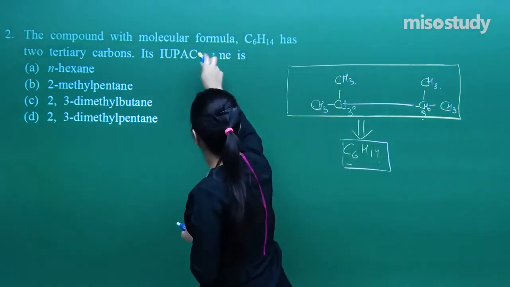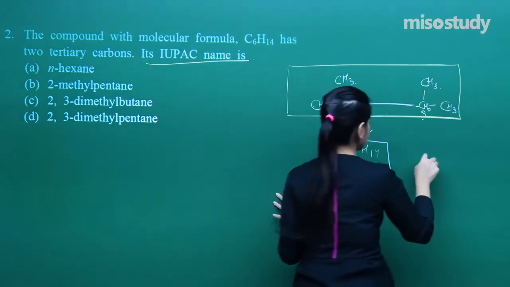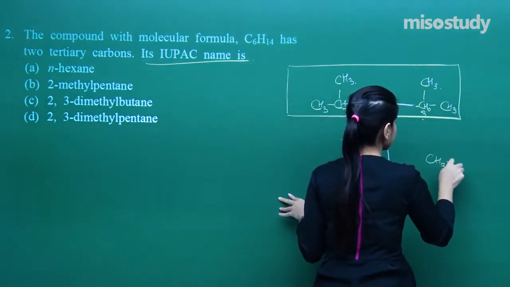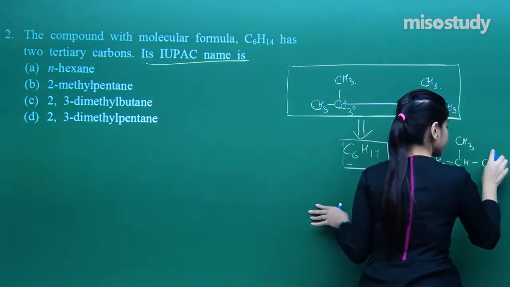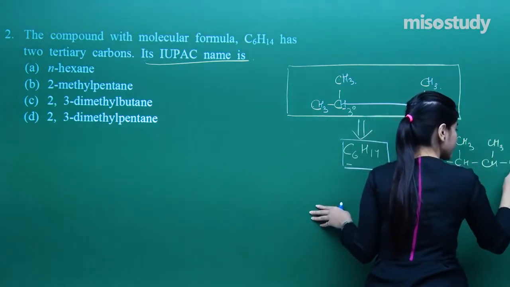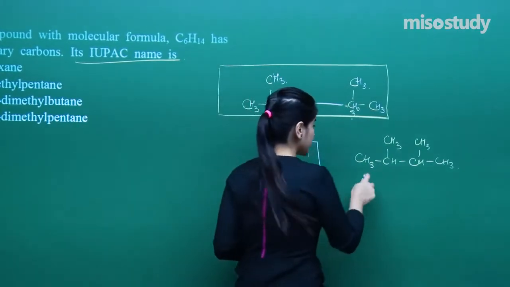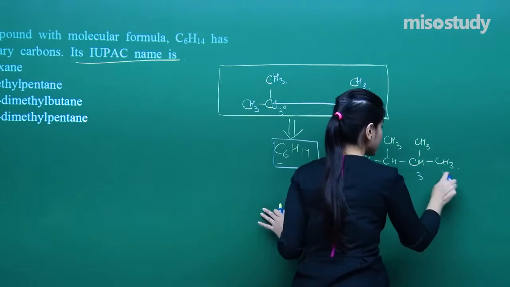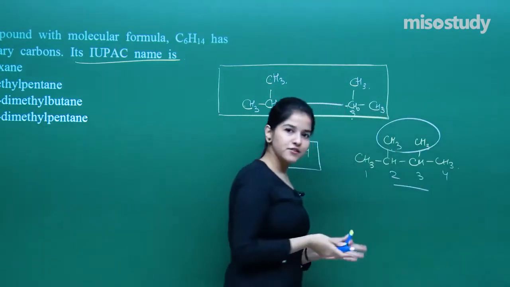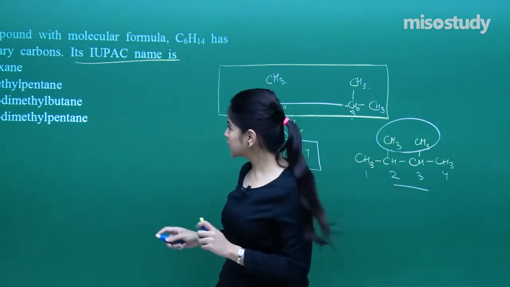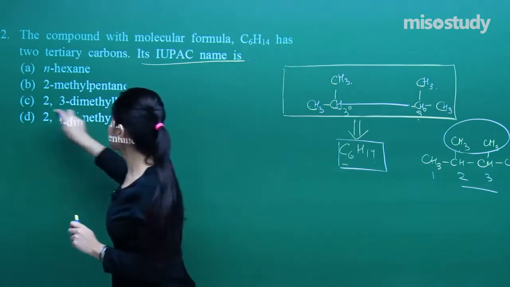So now you need to find out the IUPAC name of this compound. So let us have a simpler structure here. So this is the structure. Again I need to find out the word root. So it would be 1, 2, 3, 4. So 2,3-dimethyl butane. So that is the answer. I hope everybody has got it. 2,3-dimethyl butane, that is C, is the answer over here.